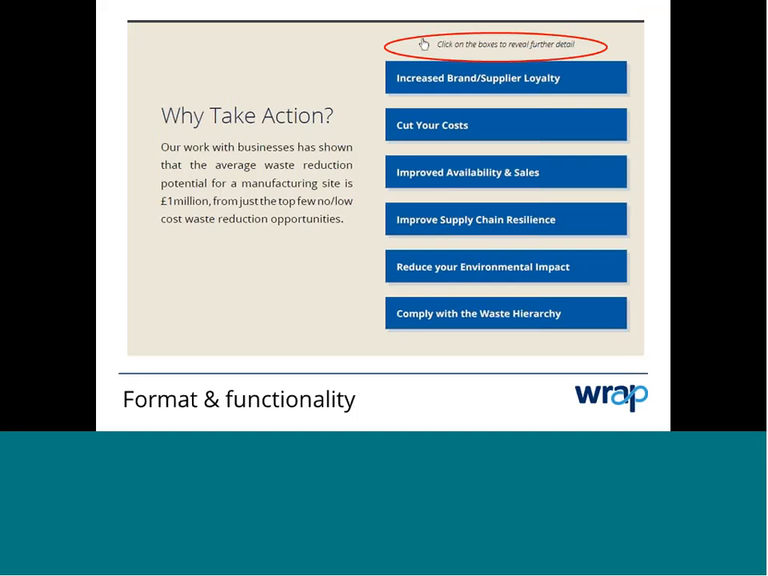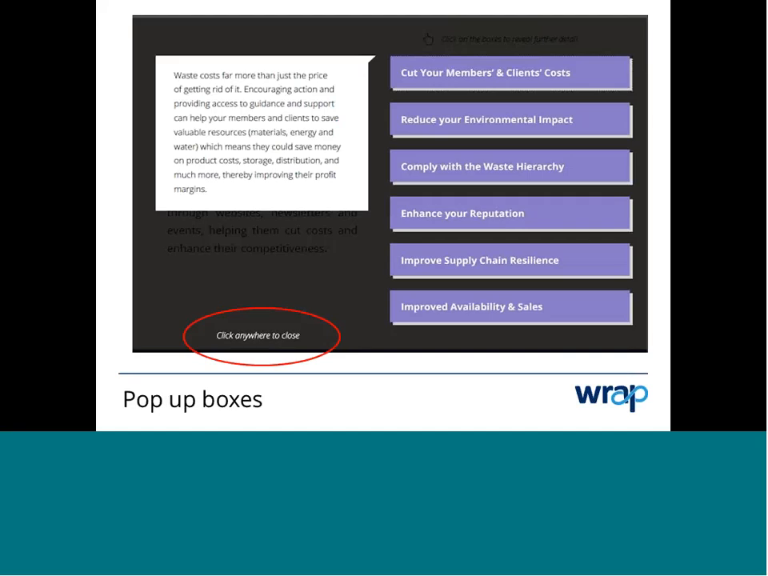So here's an example of the Why Take Action page, and please note the instruction highlighted in red at the top. Each box has a pop-up box revealing more detail. And this is what the pop-up box looks like from the Why Take Action page. So note the click anywhere to close, which is highlighted by the red circle.